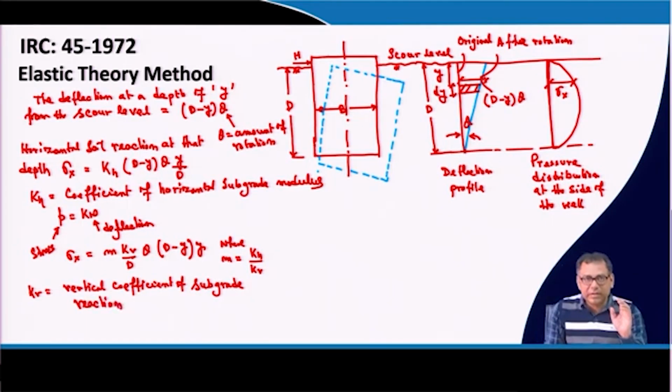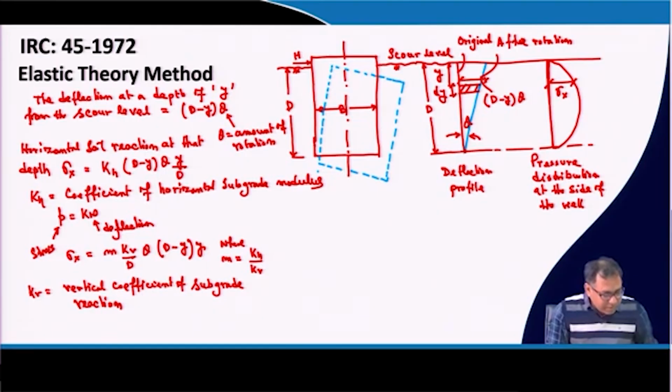I have discussed the coefficient of vertical subgrade reaction and the horizontal subgrade reaction during my discussion on shallow foundations as well as laterally loaded piles. So, kV is the coefficient of vertical subgrade reaction, kh is the coefficient of horizontal subgrade reaction and m is kh by kV. So, that means we can replace kh by m into kV. So, that we have done.